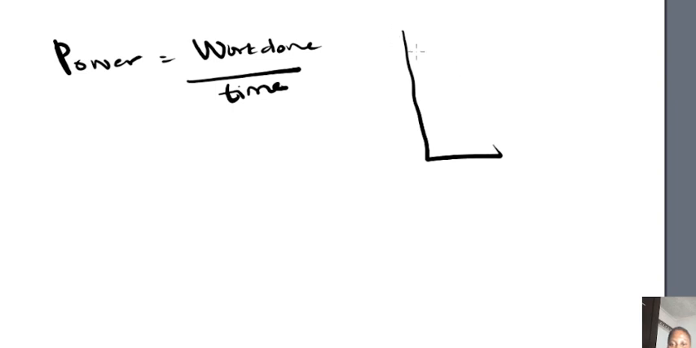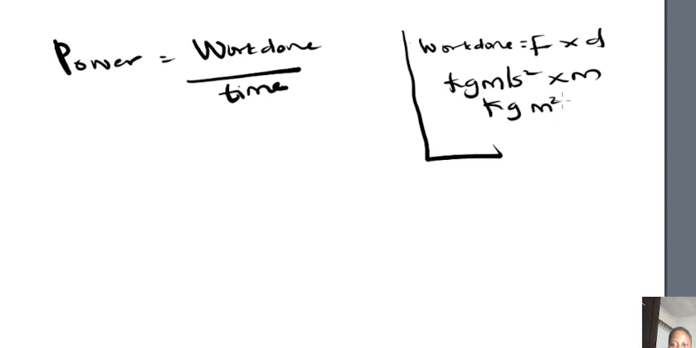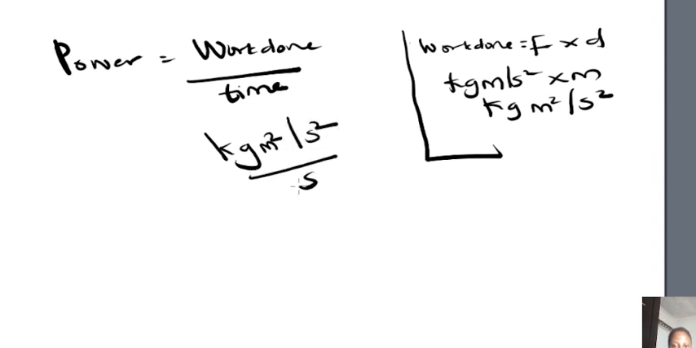Power is equals to work done over time. Don't forget how we got our work done. So let's quickly put that here, because I know some of you will be confused. Your work done was equals to force times distance. And you got your force as kg m per s square times m, and it became kg m square per s square. So putting these into this equation, we're going to have kg m square per s square over another s.